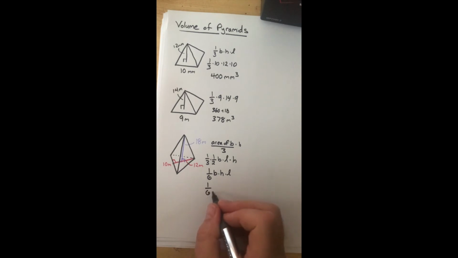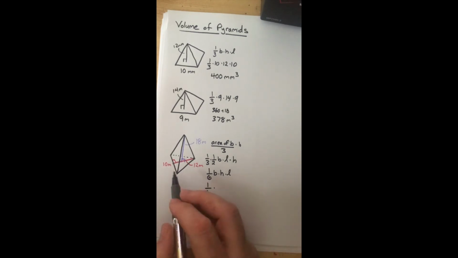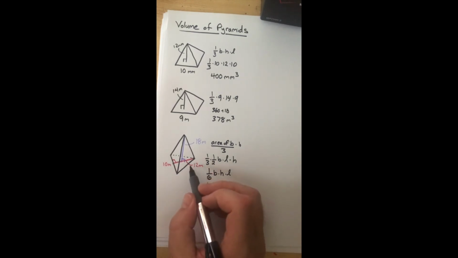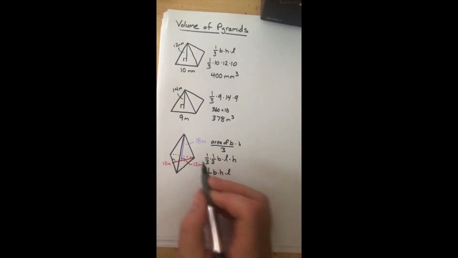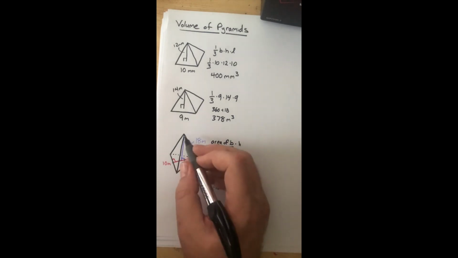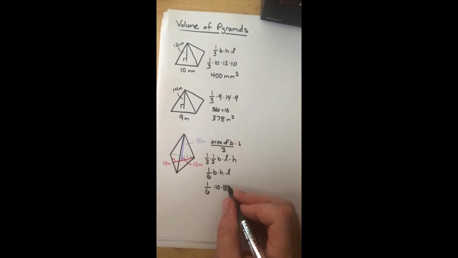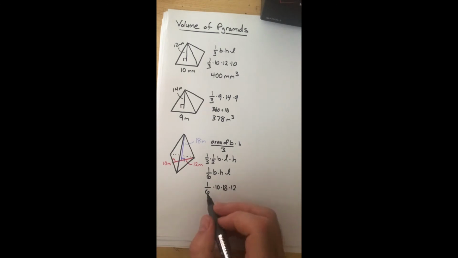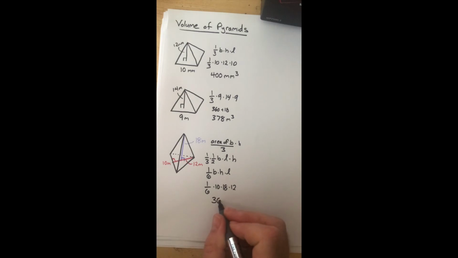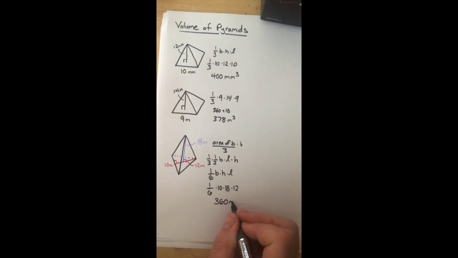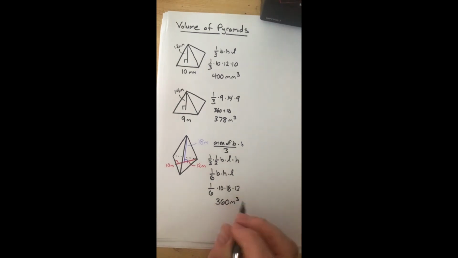So 1/6 times, we've got a base of 10 right here. The height actually is 18, excuse me. And that base length, which is 12. So I'm going to divide the 6 into the 18 and make it 3. 3 times 10 is 30, and 30 times 12 is 360 meters cubed.